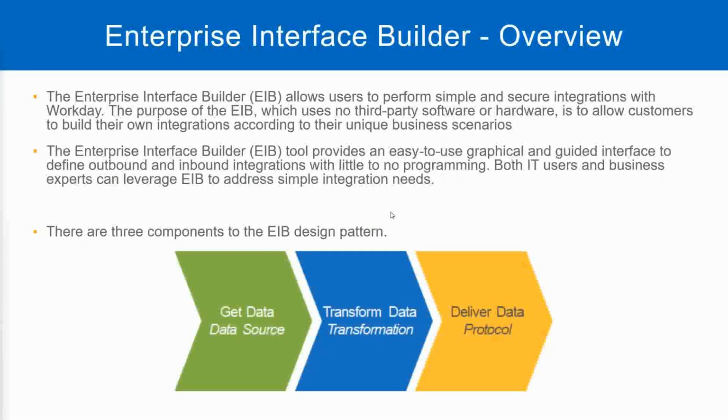So there are three components to an EIB design pattern. We know about that. What are they? They are getting the data right. That is a data source. Then you transform the data if necessary. The transformation step is optional. And you deliver the data to an external system. So these are the three steps. Get data, transform data, deliver data.